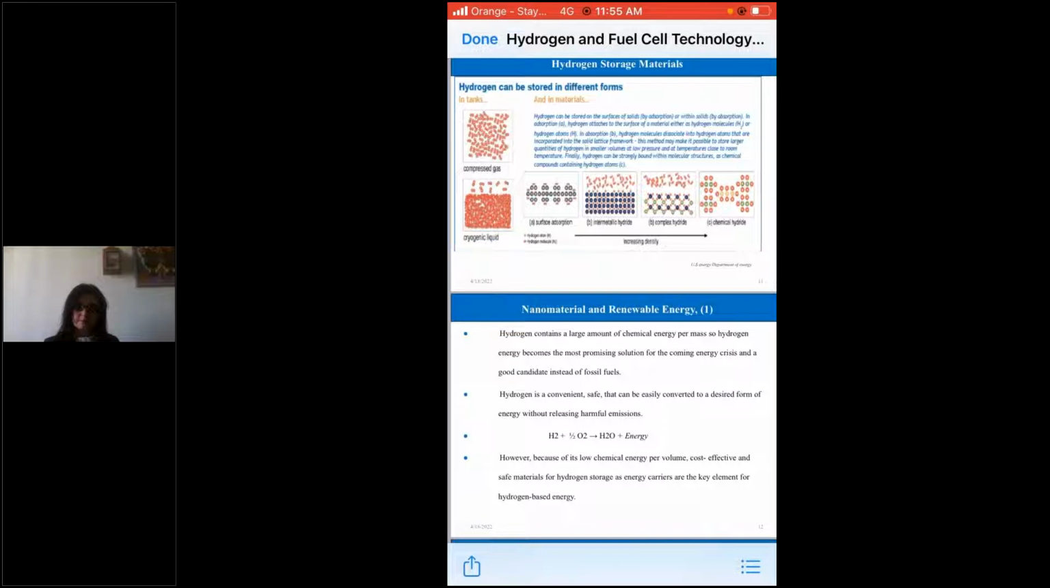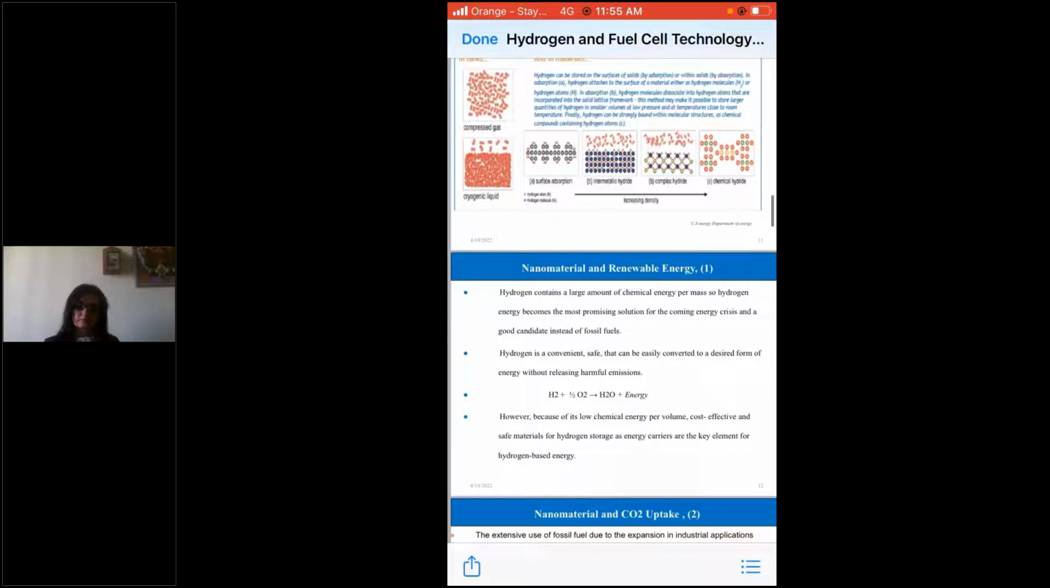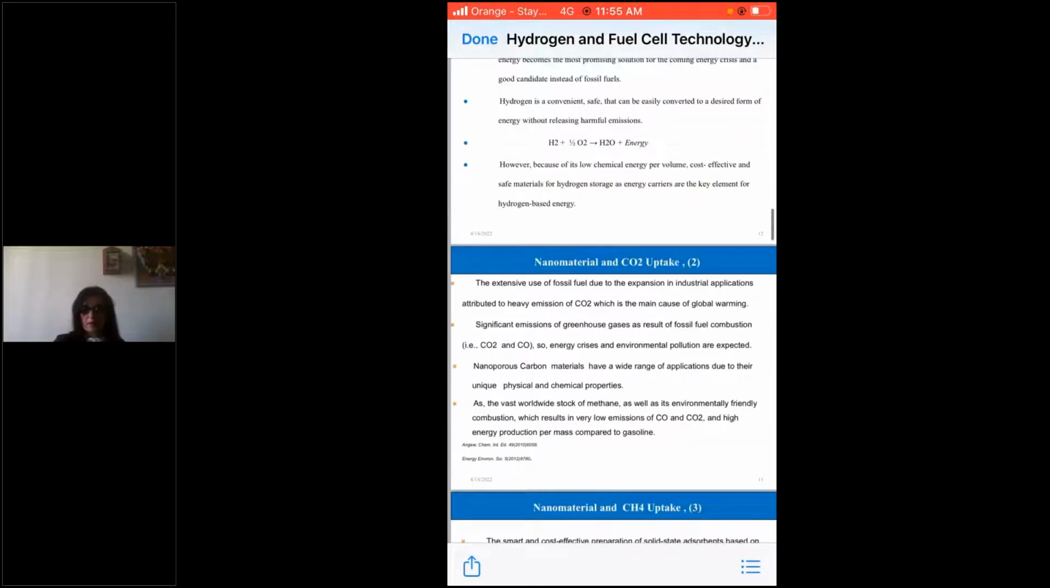This is the challenge, and to overcome it people are using metal nanoparticles and high electron density elements to enhance the interactions between the hydrogen molecule and the adsorbent. There are many things we are using, and also nanomaterials.